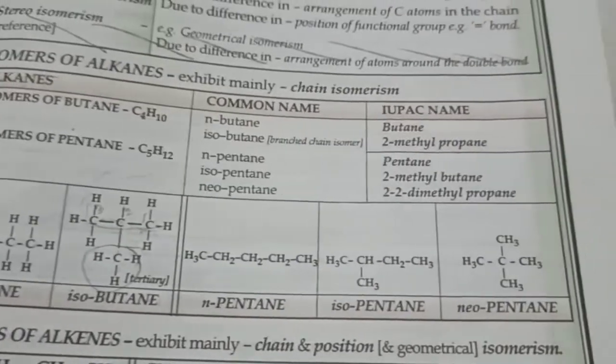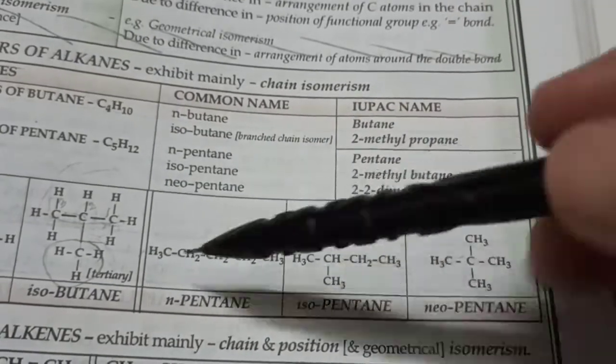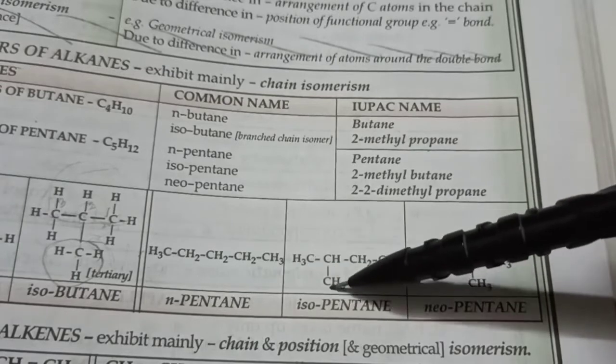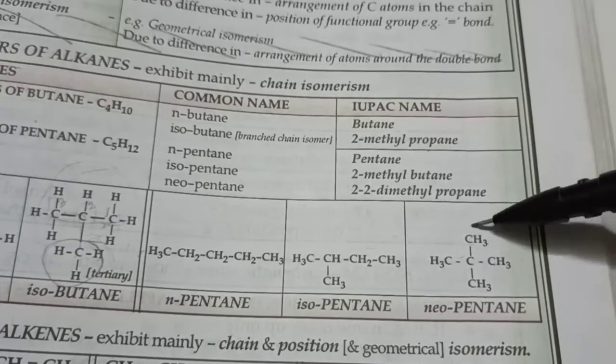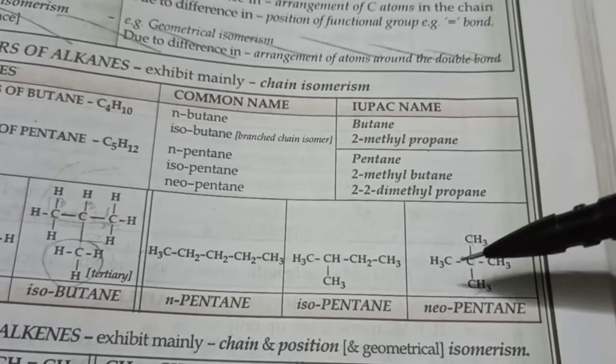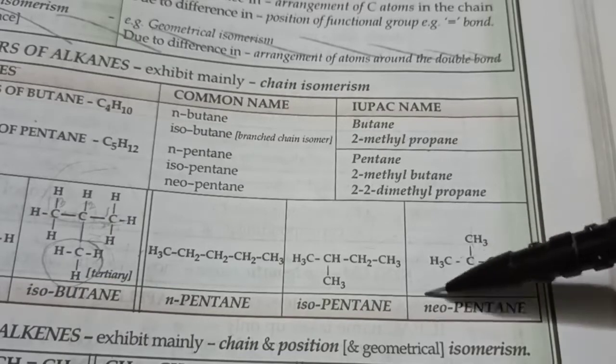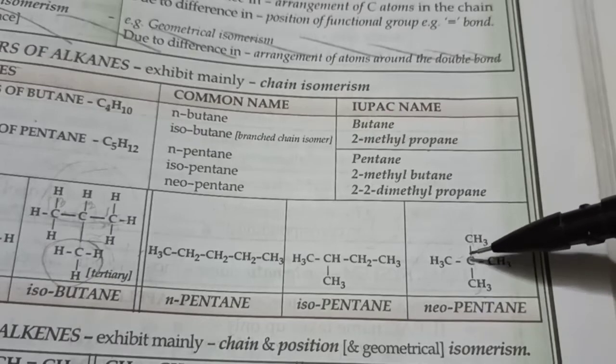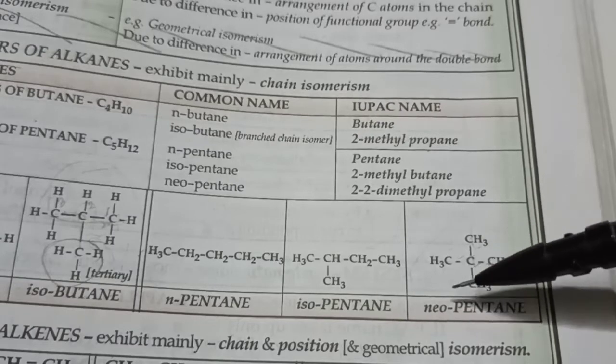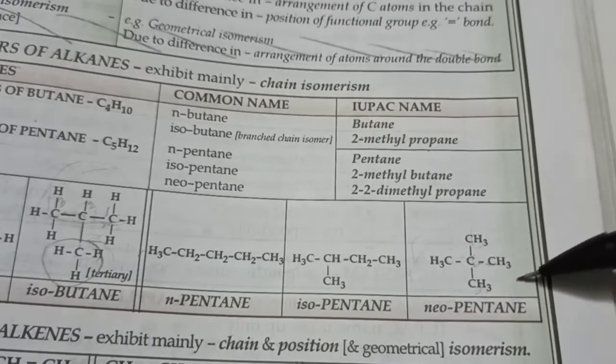Let's talk about pentane now. So we've got 3 isomers of pentane. We've got a straight chain here, we've got a straight chain with 1 branch, and another straight chain with 2 branches. And notice, still we have 5 carbon atoms only, and still we have 12 hydrogen atoms only. So the molecular formula is the same. This one is a pentane called neopentane. But what is the IUPAC name?